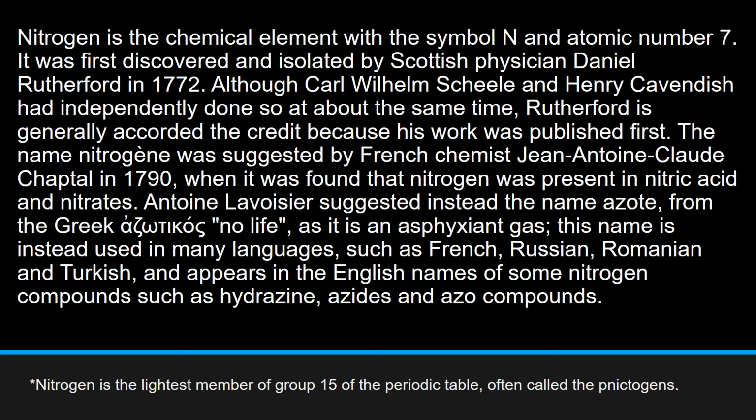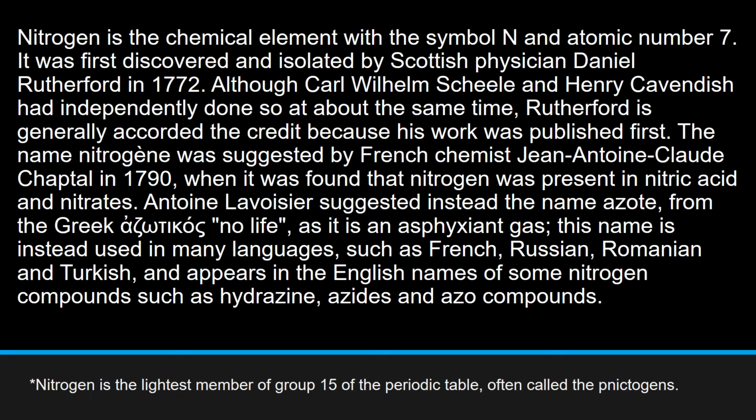It was first discovered and isolated by Scottish physician Daniel Rutherford in 1772, although Carl Wilhelm Scheele and Henry Cavendish had independently done so at about the same time. Rutherford is generally accorded the credit because his work was published first. The name nitrogen was coined by Chaptal in 1790, when it was found that nitrogen was present in nitric acid and nitrates.